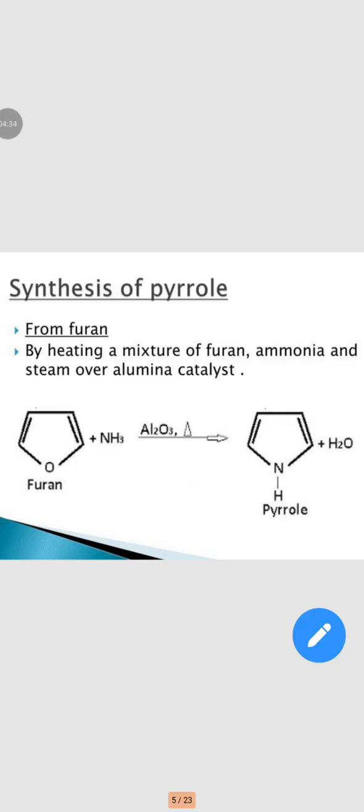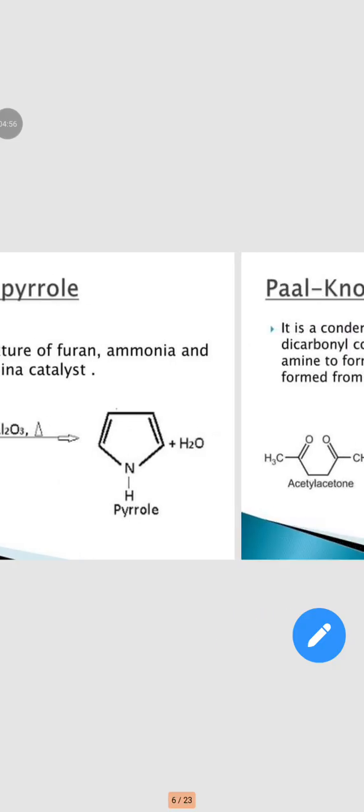The first preparation is from furan, by heating a mixture of furan with ammonia and steam over alumina catalyst. Furan is reacted with ammonia in the presence of Al2O3 alumina catalyst. It is heated, then PYRROLE is obtained.